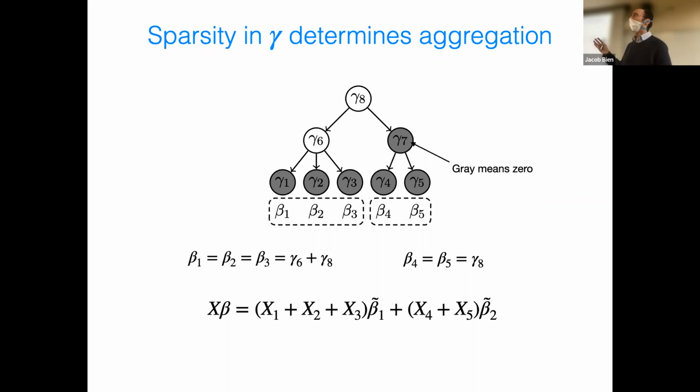Then using that tree, we got much better performance across all methods. Our method was still the best, but all of them were greatly improved with a better tree.